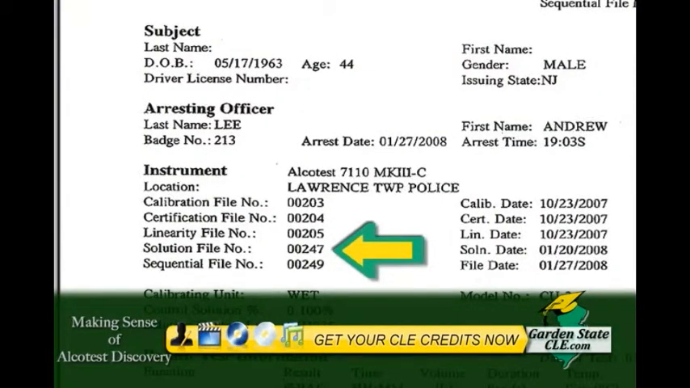And then finally, on this particular form, we see the sequential file number 00249. I'm going to assume that there was some poor guy that got tested in between the last time they changed the solution and our hero here, the unnamed subject.